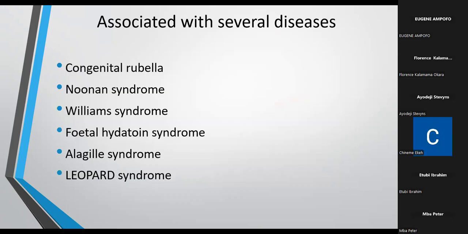These are the various syndromes. You could have the congenital fetal hydantoin syndrome, which follows the use of the anti-epileptic phenytoin. Patients can present with some form of abnormality, pulmonary stenosis in addition. Then you could also have Alagille syndrome and LEOPARD syndrome, in which case they present with lentiginous skin abnormalities, ECG abnormalities, ocular abnormalities, pulmonary stenosis, growth retardation, and deafness too.